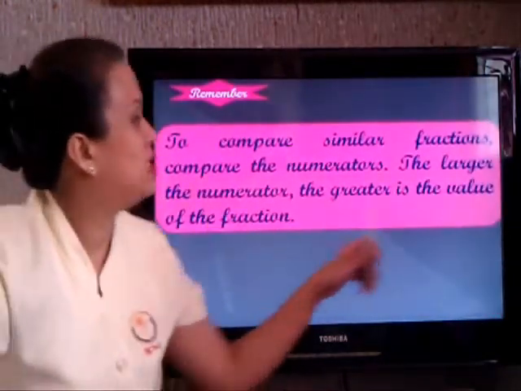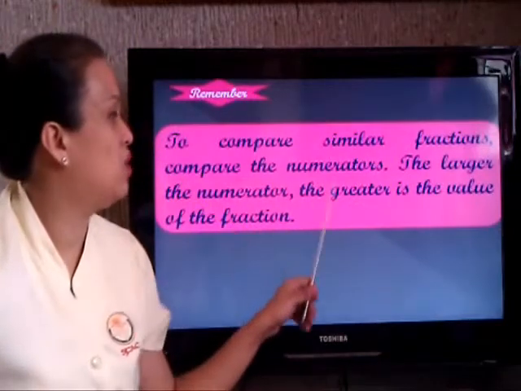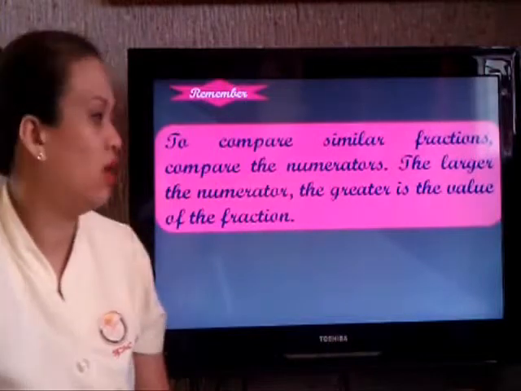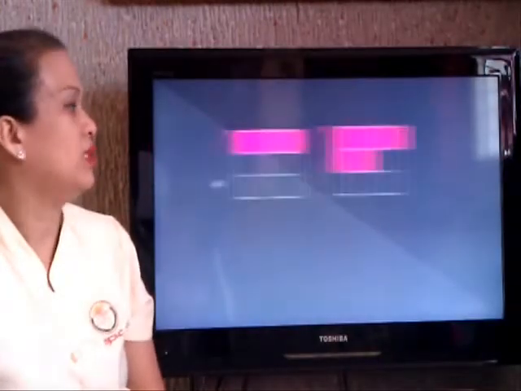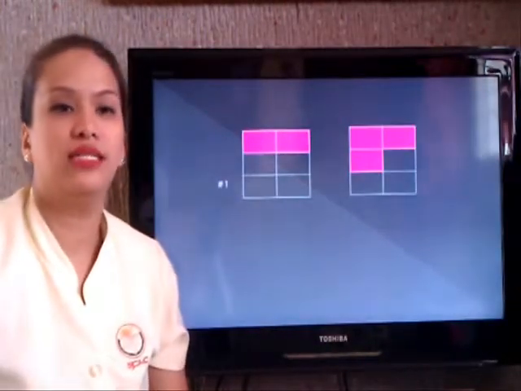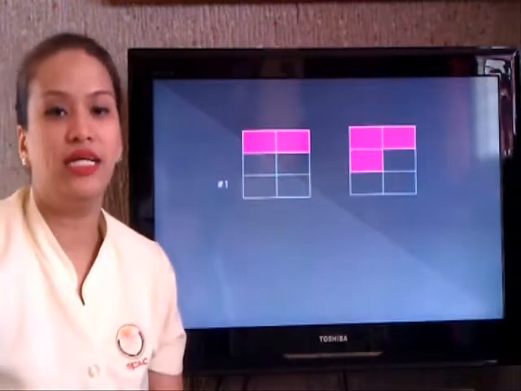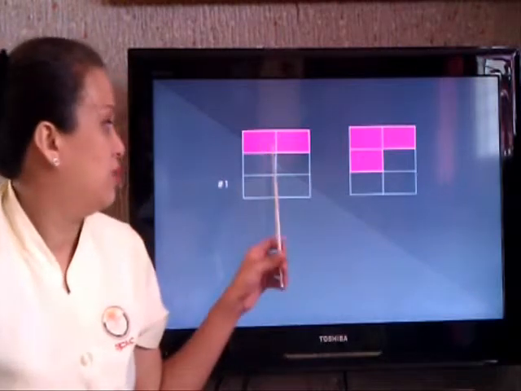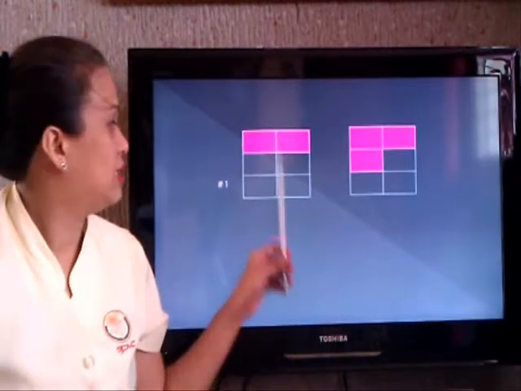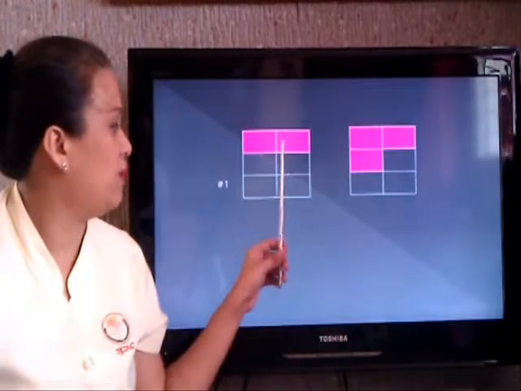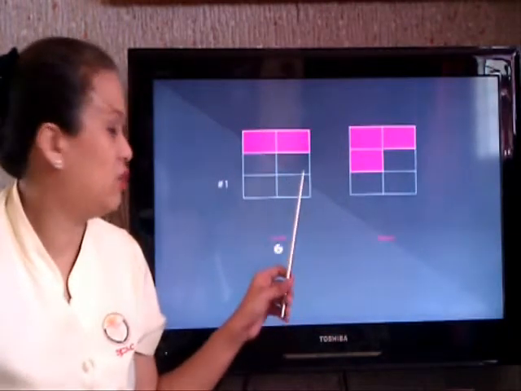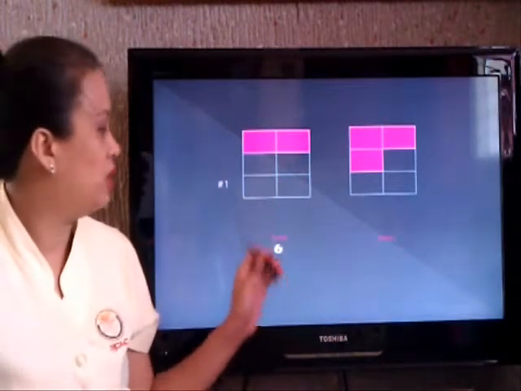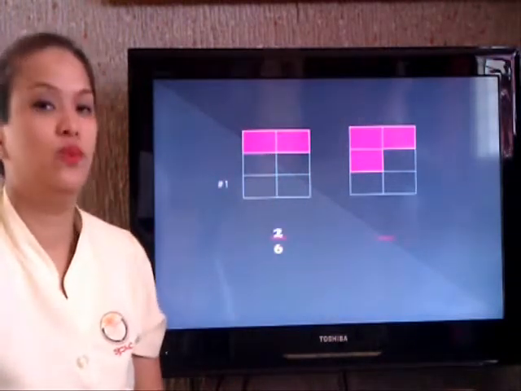Remember, to compare similar fractions, compare the numerators. The larger the numerator, the greater the value of the fraction. So we have two rectangles here, and each rectangle is divided into 6 equal pieces. The first rectangle is divided into 6 equal pieces, so the denominator is 6, and 2 parts of it are shaded. So our numerator is 2.